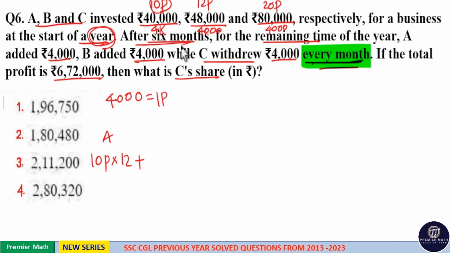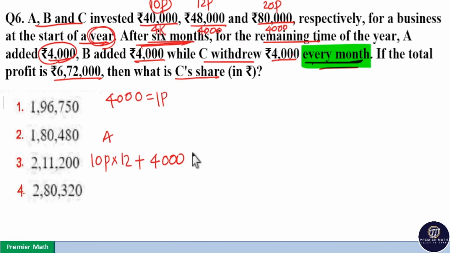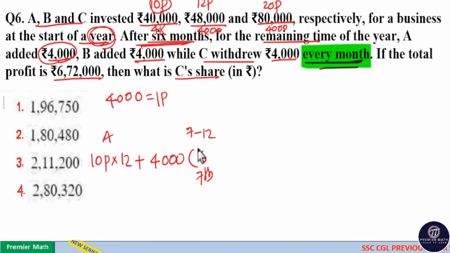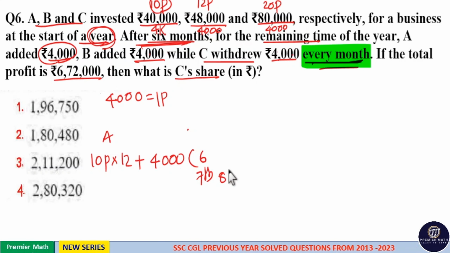Plus after 6 months, A added 4,000 every month. So after 6 months, A added 4,000 every month means at 7th month, he added 4,000. And this 4,000 will last for 6 months, because when he invests at 7th month, this will be calculated for 7 to 12 months. So total 6 months. Now when he added 4,000 at 8th month, it will last for 5 months.